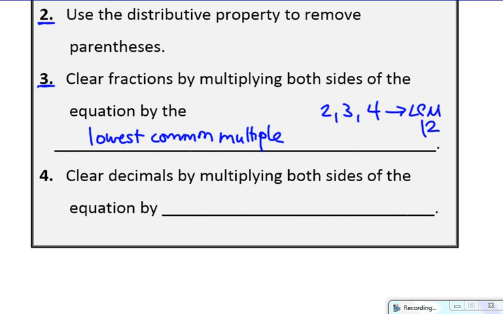Of course, we're going to clear decimals by multiplying both sides of the equation by a power of 10. So if we need to move our decimal point one place, we'll multiply by 10. We want to move it 2 places, we'll multiply by 100. 3 places, we'll multiply through by 1,000.